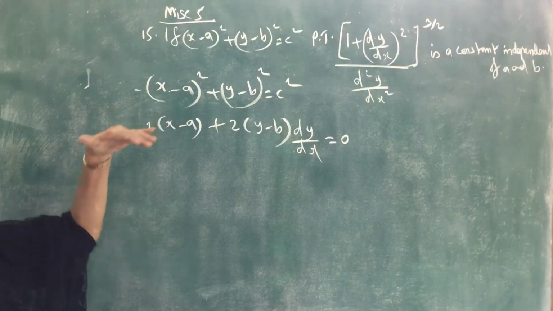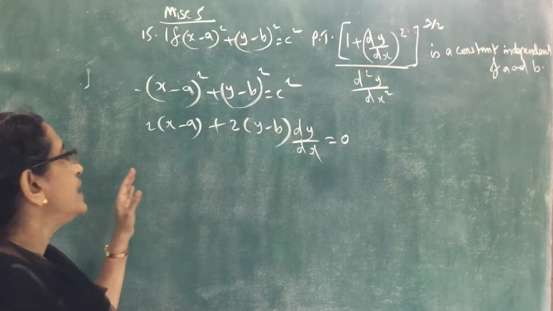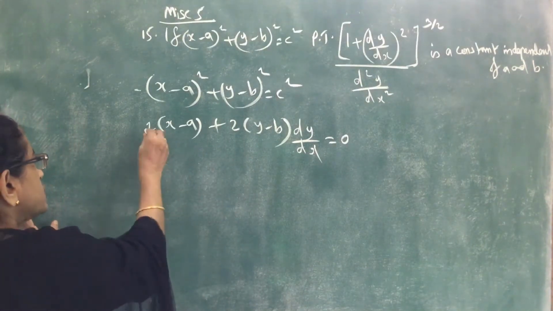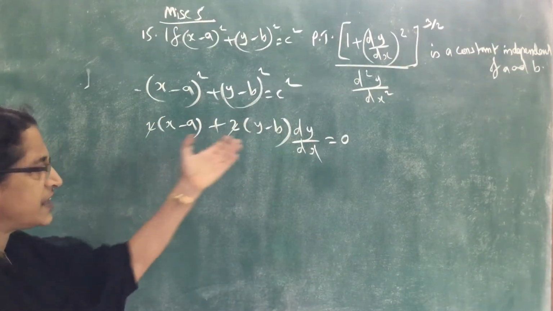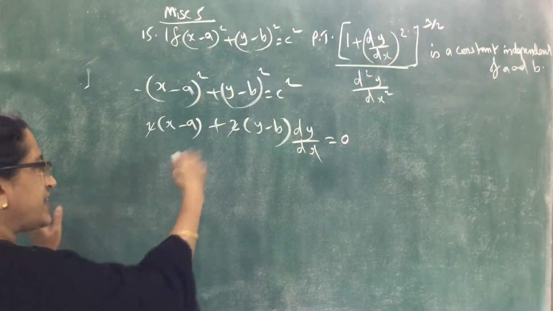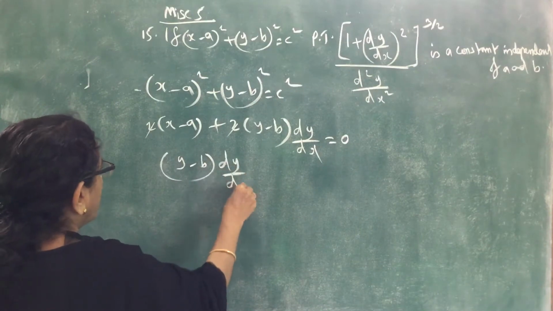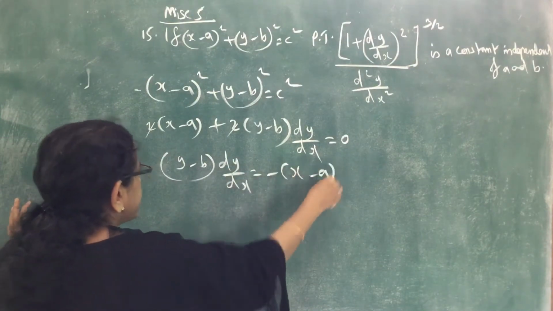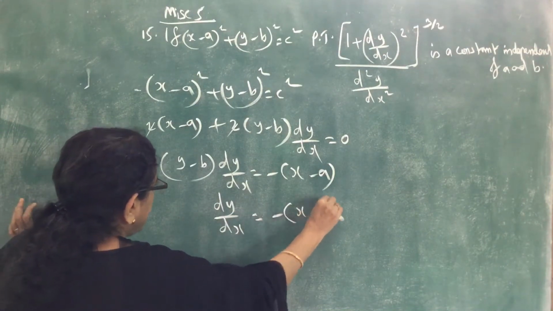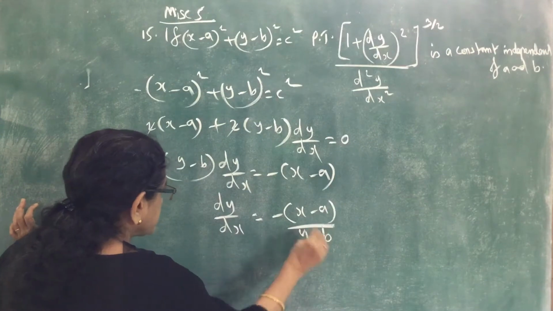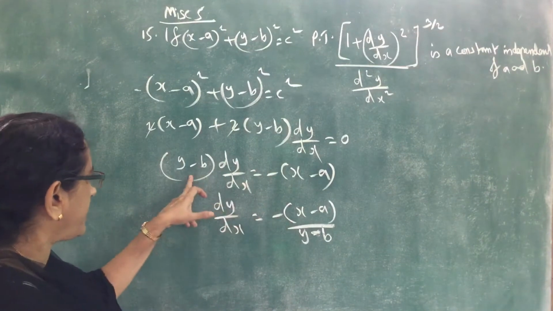So differentiating this equation with respect to x, term by term, we got this. From this we want to find dy/dx. Here in this equation we can divide by 2, so 2 will be cancelled, and 0 divided by 2 is 0. Now we can find dy/dx. Therefore (y − b) dy/dx is equal to −(x − a). Then dy/dx is equal to −(x − a)/(y − b). So this is dy/dx.